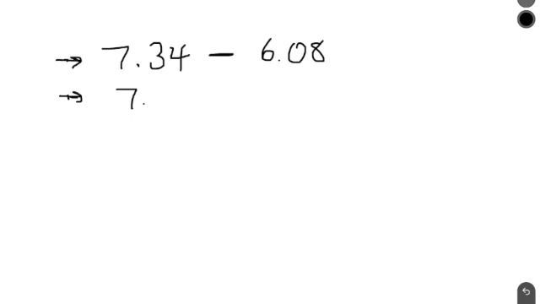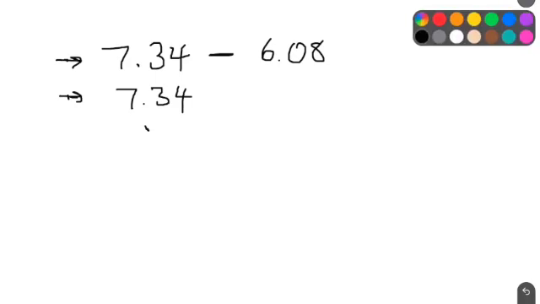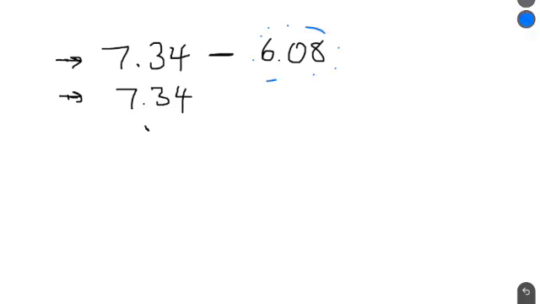If we had 7.34 minus 6.08, how would we set that up? Well, we'll set it up as 7.34, and we want to line up the decimal point, and then transfer this number over to here.